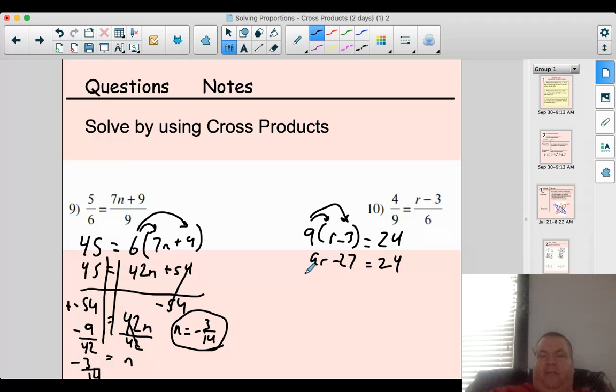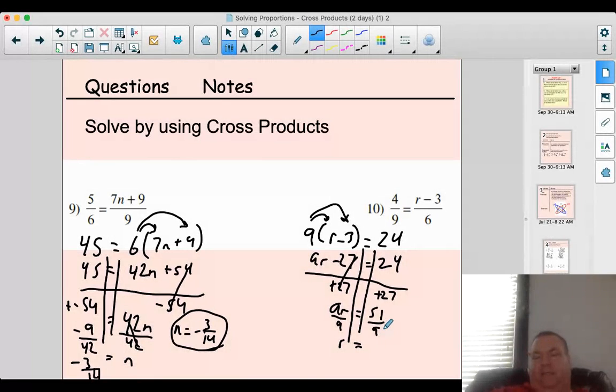Now it's SADMAP. 9r minus 27. I got to add 27 first. So if I add 27 to both sides, I get 9r equals 24 plus 27 is 51. Last step, I got to get r by itself, so I divide by 9, and r equals 51 ninths.